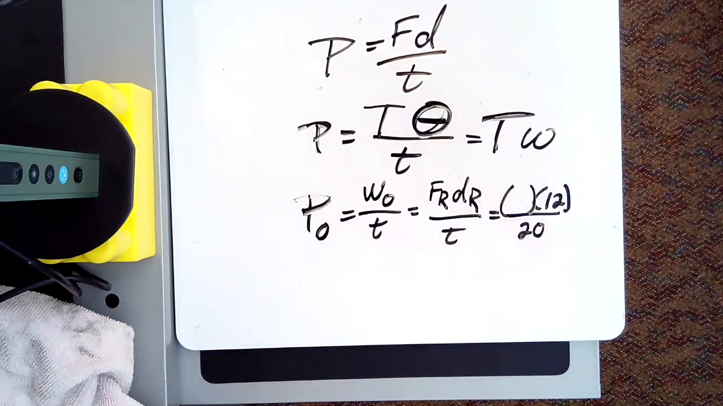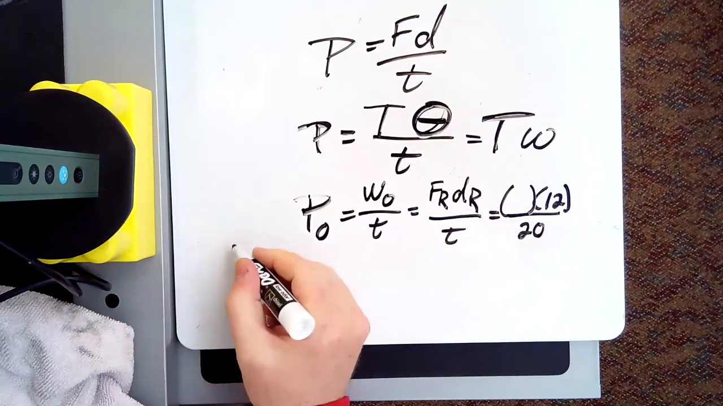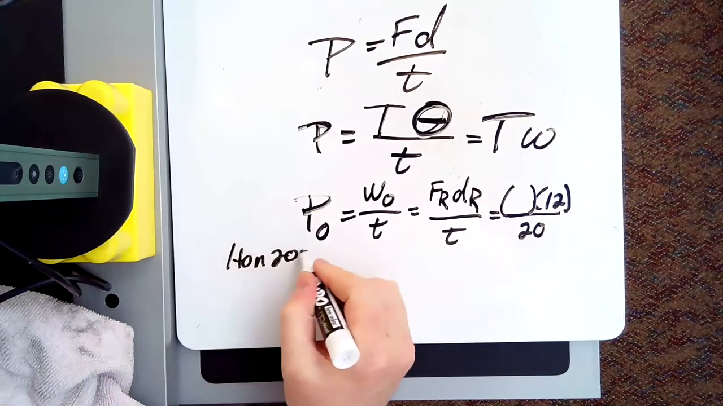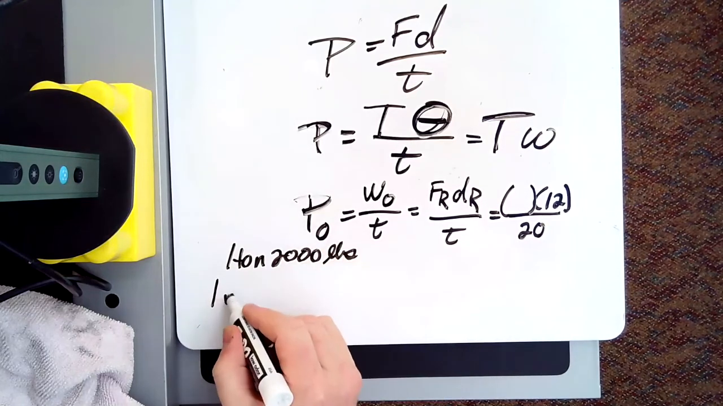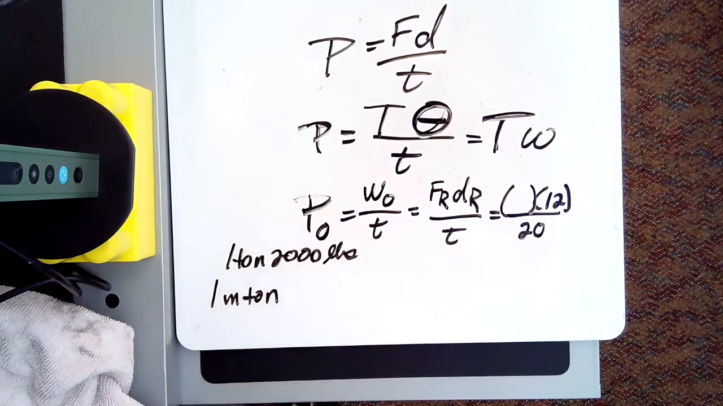I threw in a little extra thing here because I thought maybe people wouldn't know about this, so I thought it'd be extra learning for fun. What is a metric ton? Anybody know what a ton is? 1 ton is 2,000 pounds. Okay, so what is 1 metric ton? 1 ton equals 2,000 pounds.